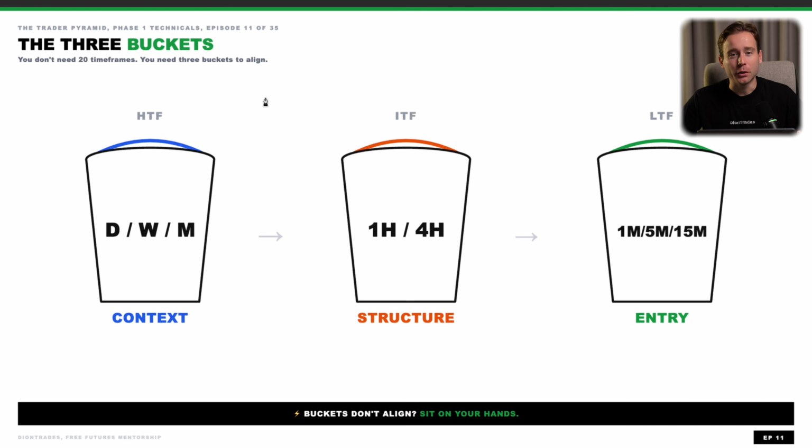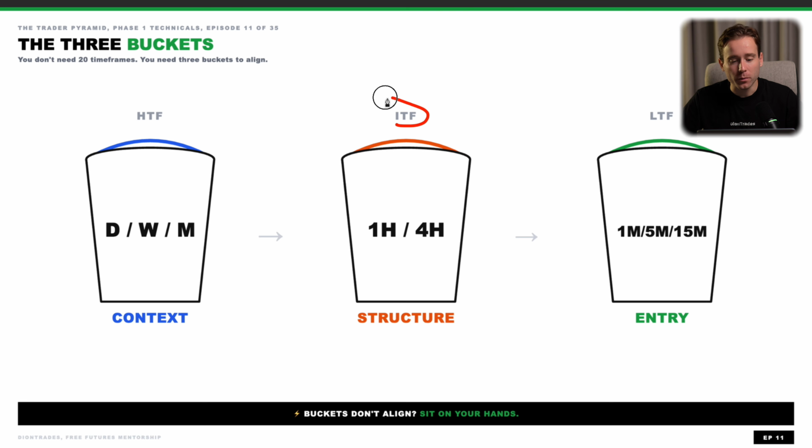If you go to the chart, you will find 20 or 30 different time frames. And trust me, you don't need them all. You just need these 3 buckets. You have the higher time frame bucket. That's the daily time frame, the weekly, and the monthly. That's for your context. If the daily, weekly, monthly is bullish, try to find more longs. If the higher time frame bucket is bearish, try to find more shorts.